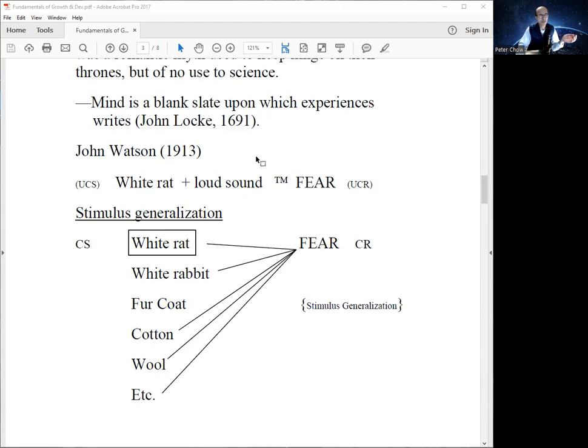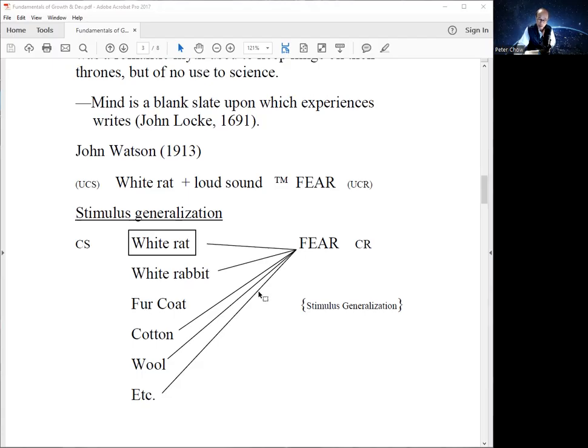The white rat is the conditioned stimulus, paired with a loud sound. The loud sound usually would elicit fear, so that's called the unconditioned response. Anyway, we'll come to this in detail later on. So the white rat, paired with white rabbits, a fur coat, cotton, wool, and so on, will produce what? Together with the loud sound, a loud gong, just inches from poor Albert's ear, and together with the presentation of the white rat, white rabbit, fur, and so on.